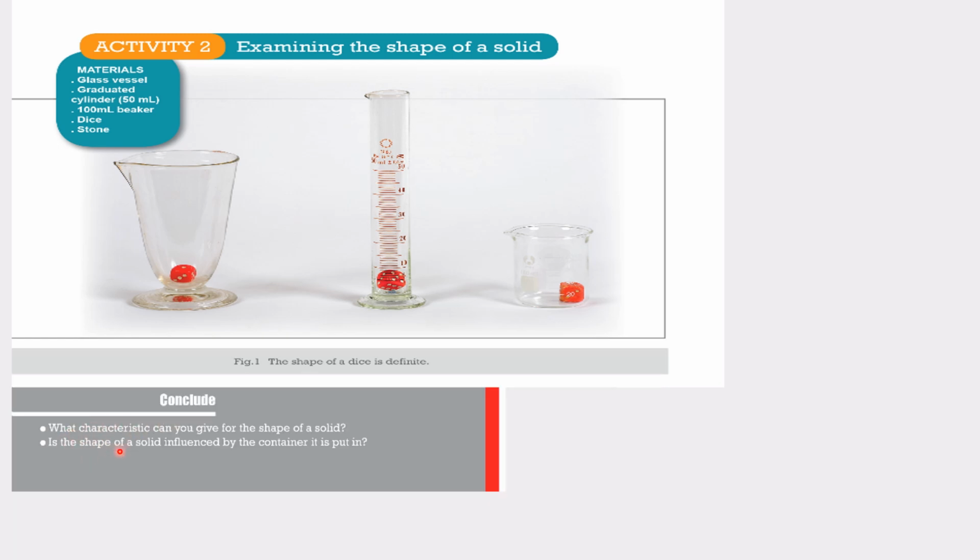Conclude. What characteristic can you give for the shape of a solid? We said that the shape of the solid is definite, so the shape of the solid will not change. Is the shape of a solid influenced by the container it is put in? No. So we conclude that the shape of a solid is definite and this shape will never be influenced by the shape of the container it is put in.